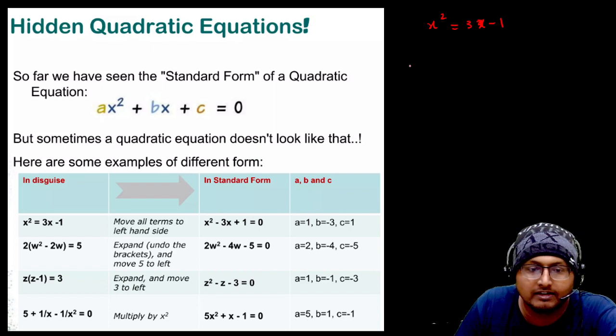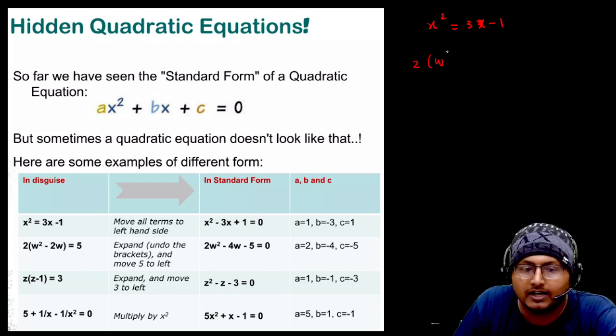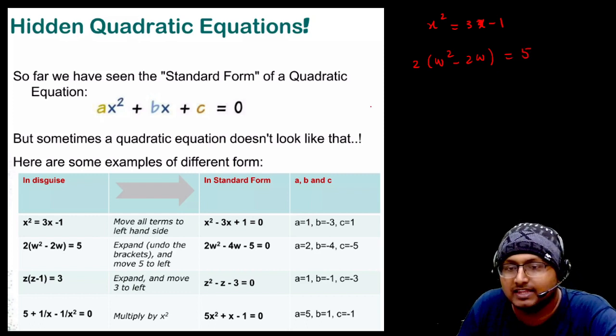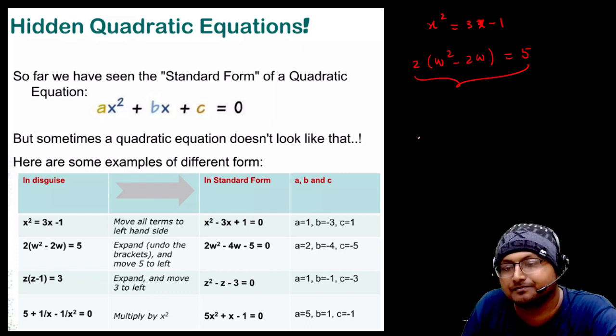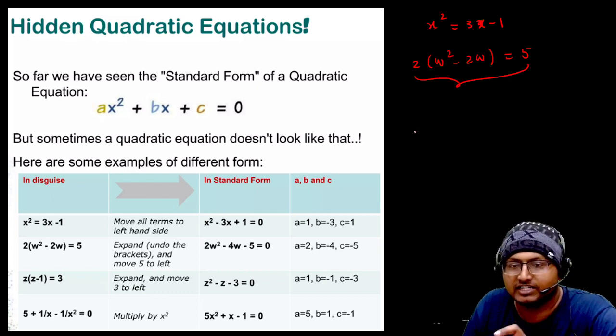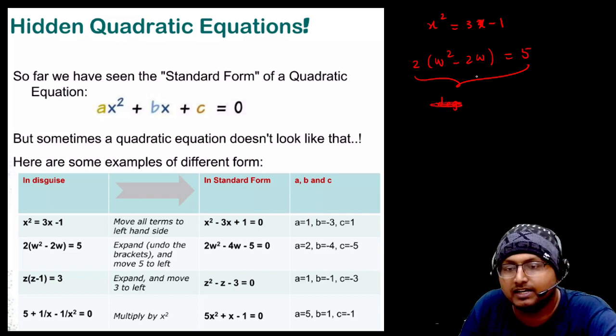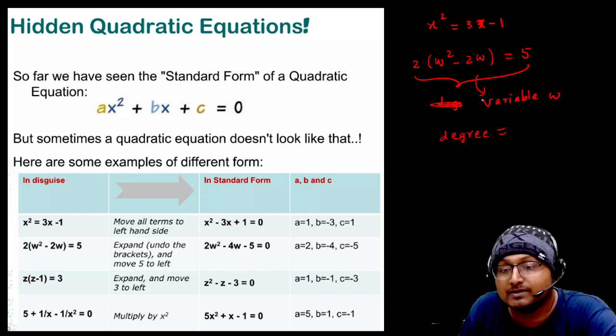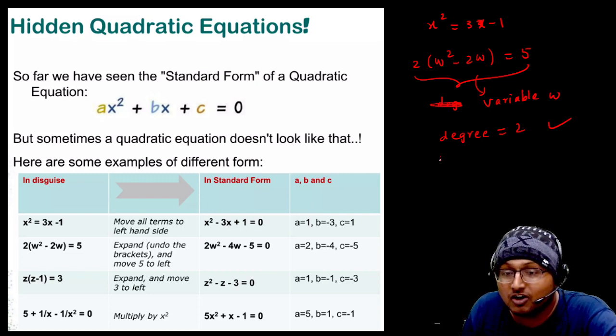So we will see another equation he has given. 2 into w square minus 2w is equal to 5. So whether this equation is in standard form, you tell me. It is a quadratic equation because of the maximum power. First thing, what is the variable here? The variable is w, right? And what is the degree? What is the maximum power that w has? 2, right? Degree 2. Hence this is a quadratic equation, but not in general form.